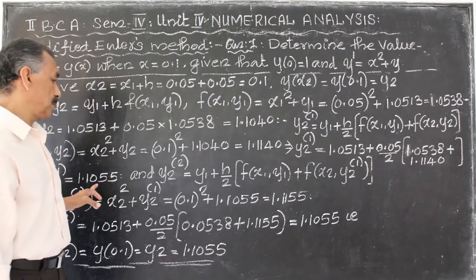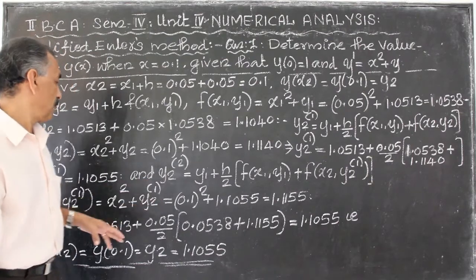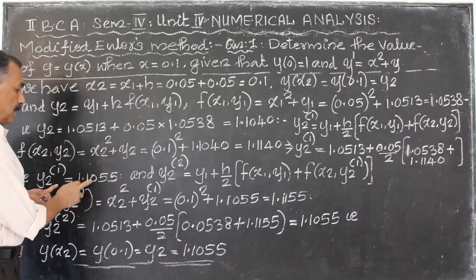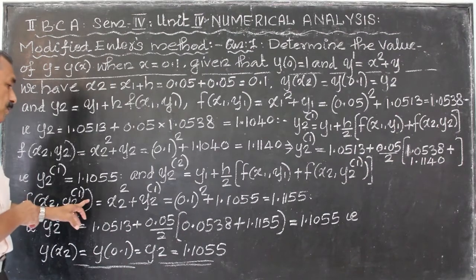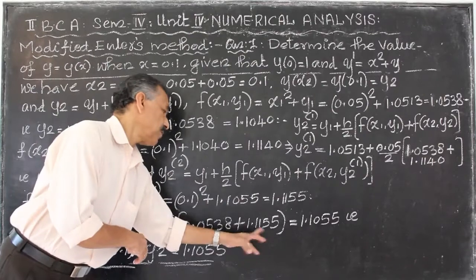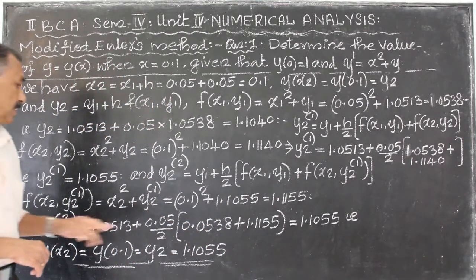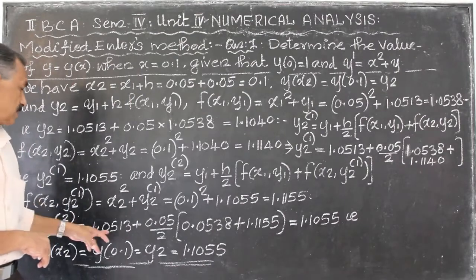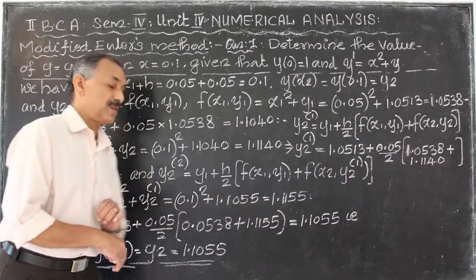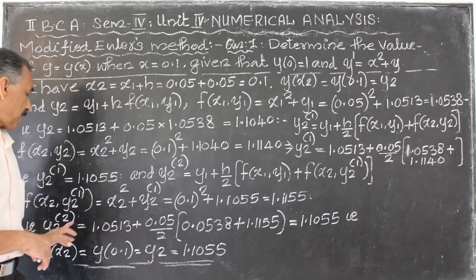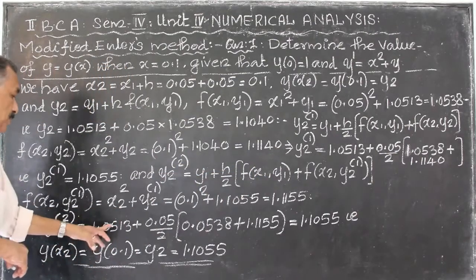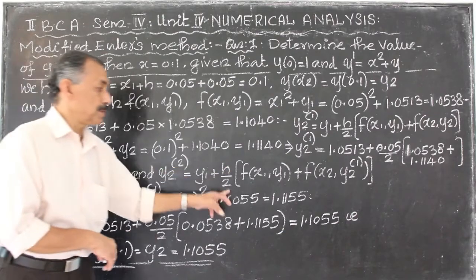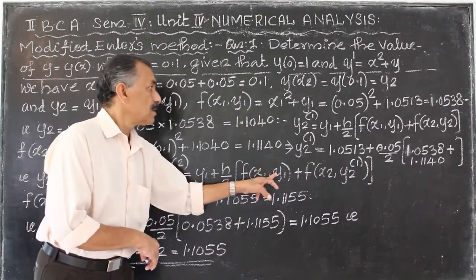y21 is equal to 1.1055. f of x2 y21 is equal to this value, 1.1153. It is simplified. f of x2 y21 has the value 1.1155. Then y22, the second iteration, y22 is equal to y1 plus h by 2 into f of x1 y1 plus f of x2 y21.